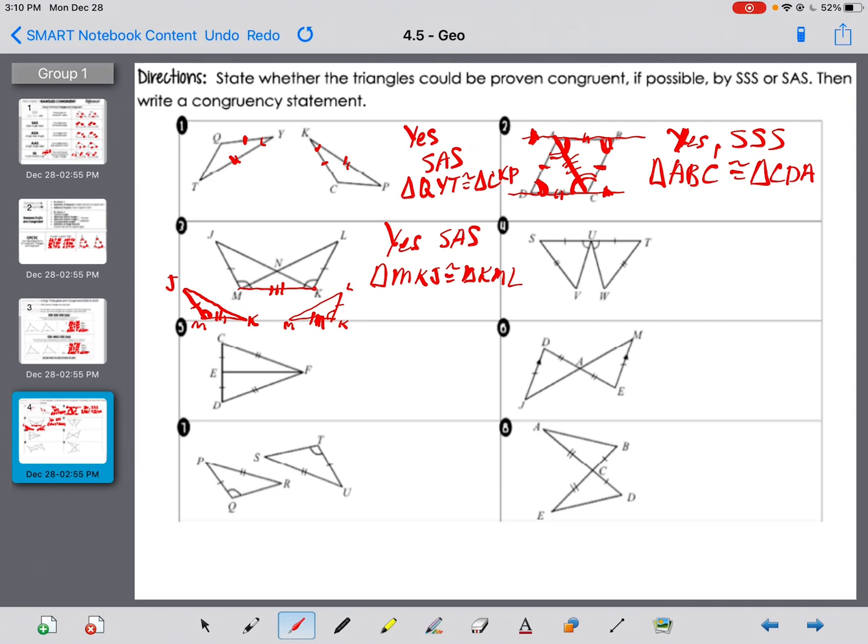All right, let's try number 4, and then I'll let you pause and try the last 4 yourself, and then we can come back and see what's going on. Okay. Number 4. Here we go.